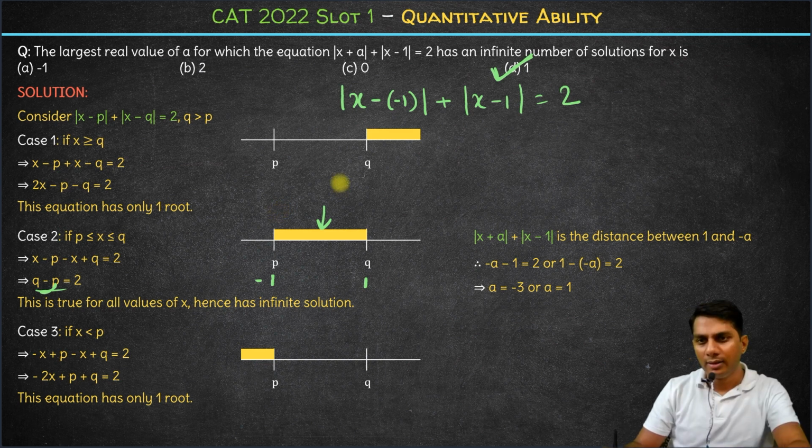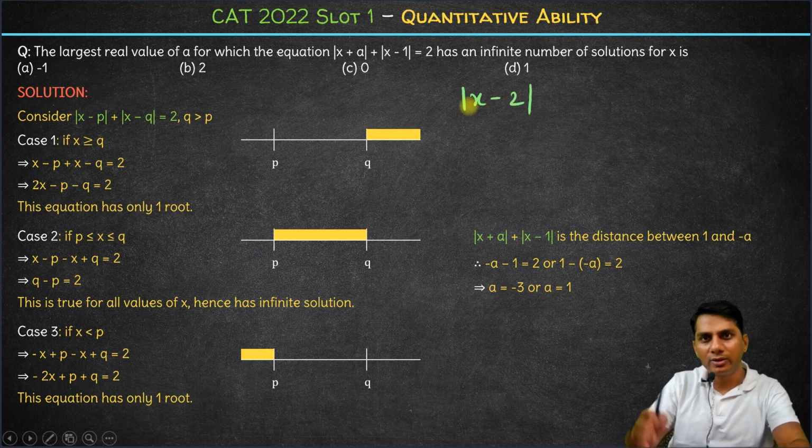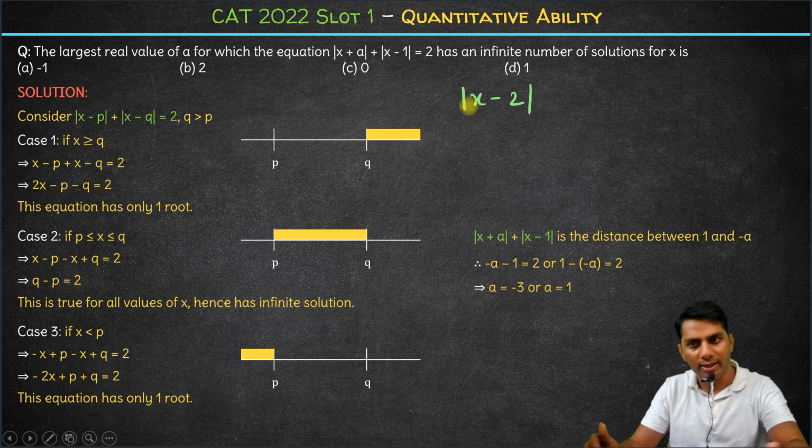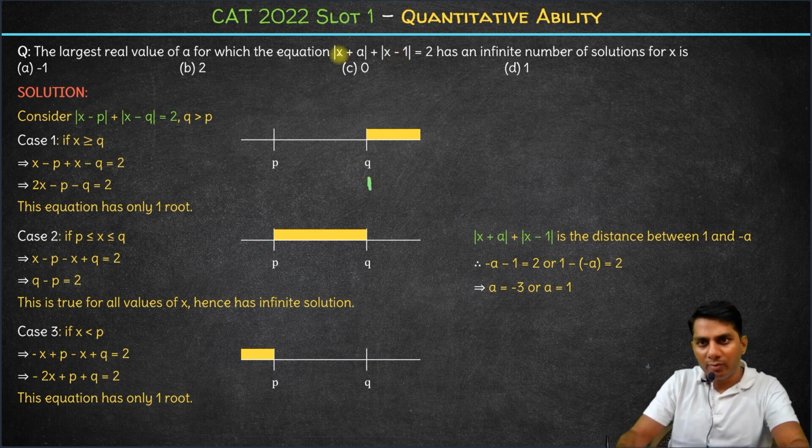Okay? Now let's try to understand the same thing from a slightly different perspective. We know mod of x minus, let's say, some number 2 is basically the distance of x from 2, right? That's what mod tells us. So mod of x minus 1 is the distance of x from 1. Let's say this is 1, and mod of x plus 1 can be written as mod of x minus of minus a. So this is the distance of x from minus a.